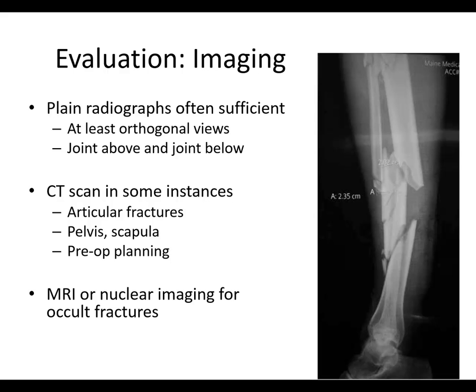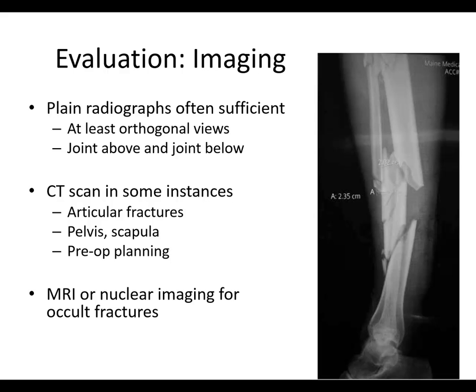Sometimes you need a CT scan. CT scans are like x-rays, and they're very good for looking at bone. You don't always need it, so you probably don't need it for this, but you do need it if there's a fracture going into a joint, and for some bones that are just not as easily imaged with two-dimensional x-rays, like the pelvis or maybe the scapula. And it can be helpful for preoperative planning.